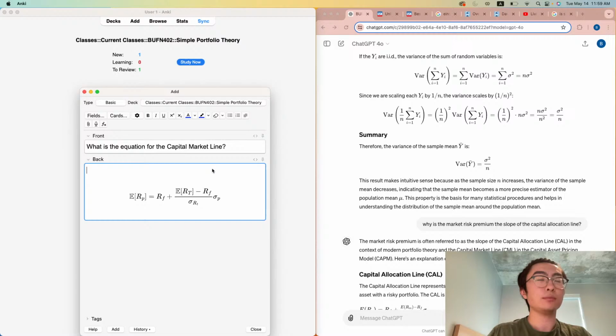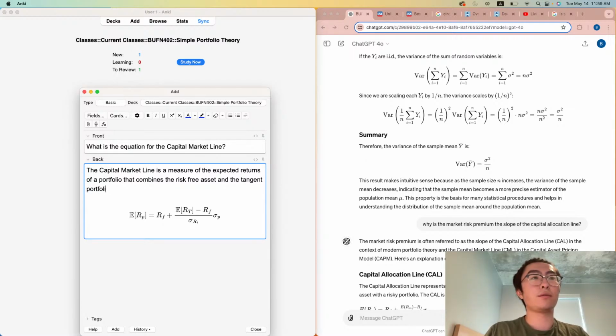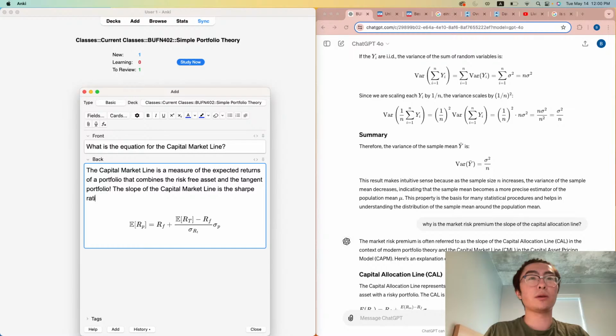So the capital market line is a measure of the expected returns of a portfolio that combines the risk-free asset and the tangent portfolio. So the slope of the capital market line is the Sharpe ratio of the tangent portfolio.